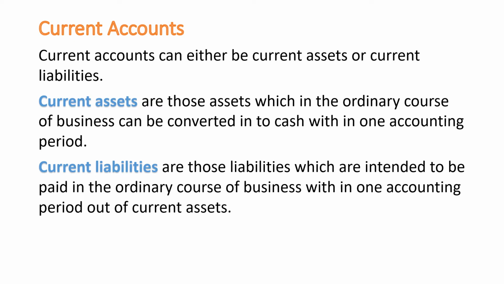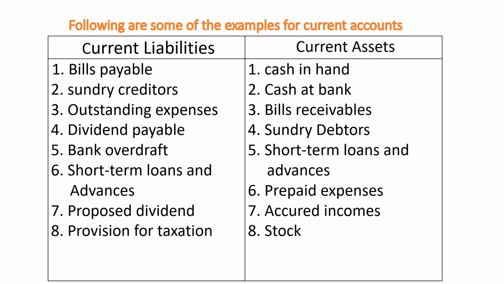Let us see some examples of current accounts and non-current accounts. The current accounts can be either current assets or current liabilities. See the meaning of current assets. Current assets are those which can be easily converted into cash within one accounting period. Current liabilities are those which are intended to be paid in the ordinary course of business within one accounting period out of current assets. For the purpose of the above description, here are some examples of current accounts.